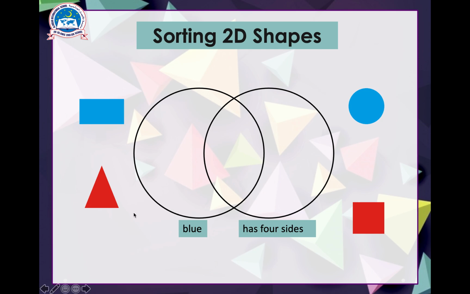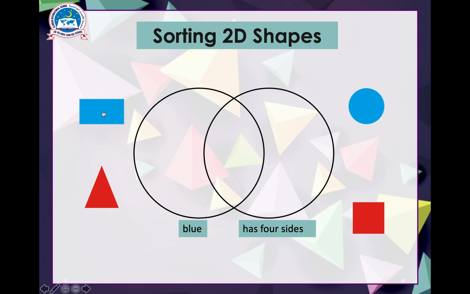So in the one circle, we are going to put everything that is blue. In the other circle, we're going to put everything that has 4 sides. Where the two circles overlap, that means this middle part here, we're going to put the shapes that are both blue and the ones that have 4 sides.